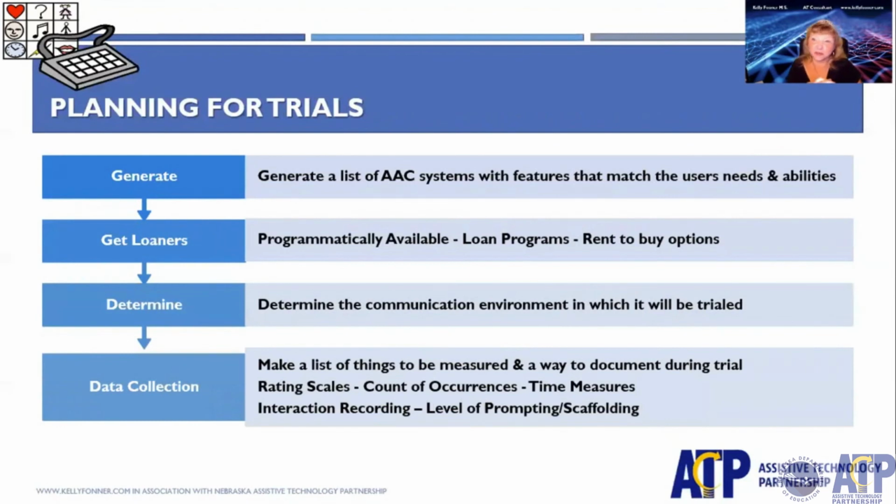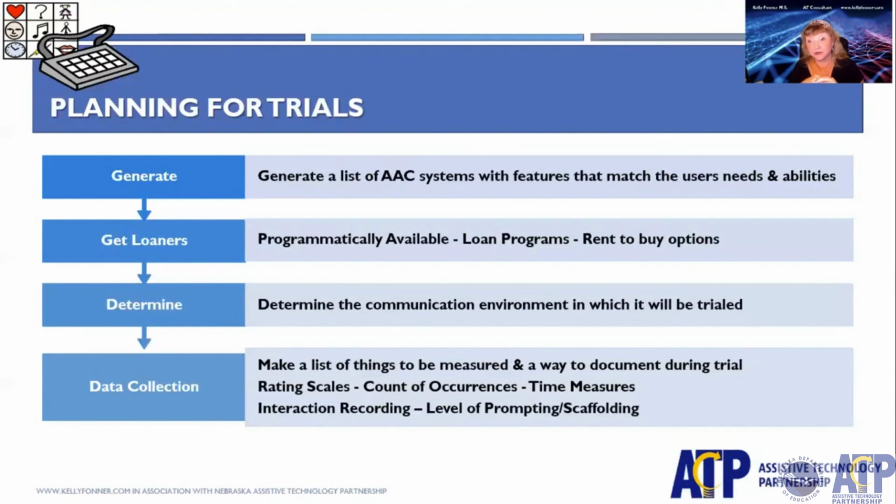As you're planning for trials, what you're doing is generating that list of AAC systems that have features that match with the user's needs and abilities. We look at how you can get loaners, all the various places that you can get loaners so that you can try it. Sometimes in the world of AAC, if it's an app, they have downloadable 45-day trials. They have light versions of the app that aren't as full-featured, so you can look and explore some of those options as well. We determine what kind of environments we're going to be trialing things in.